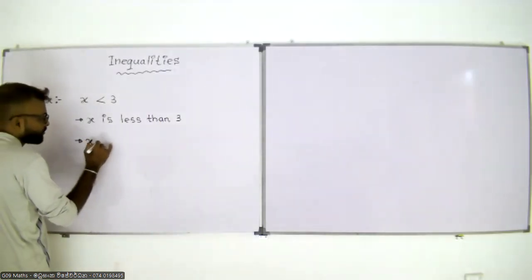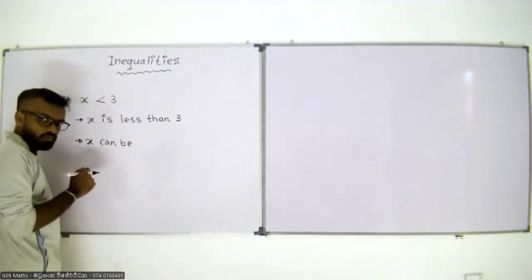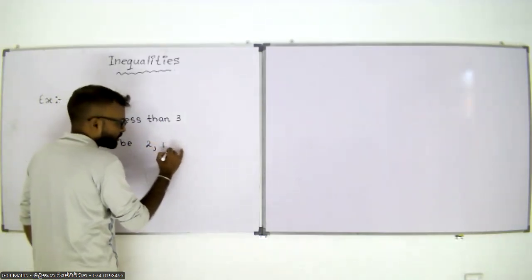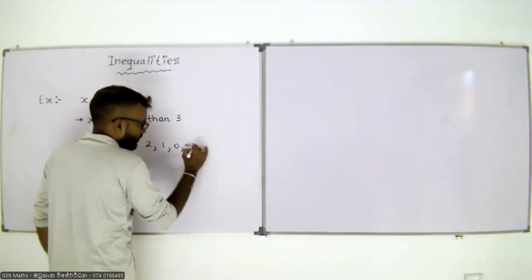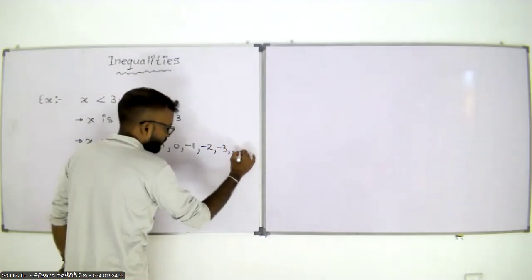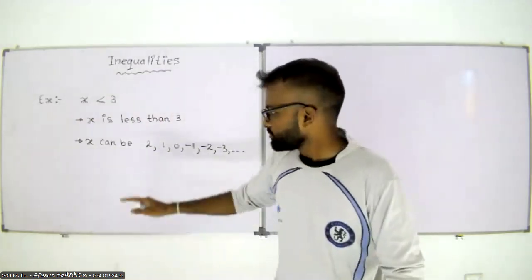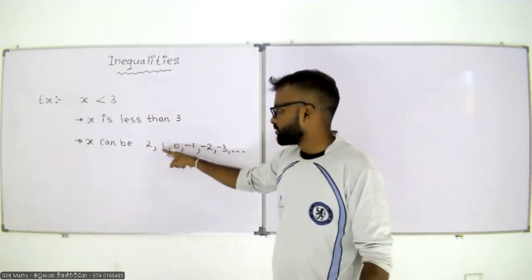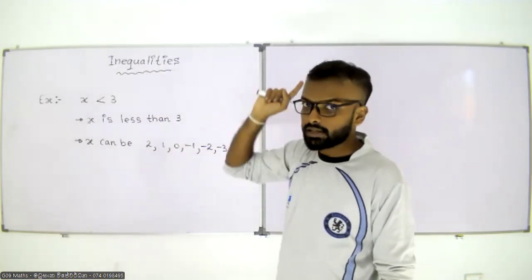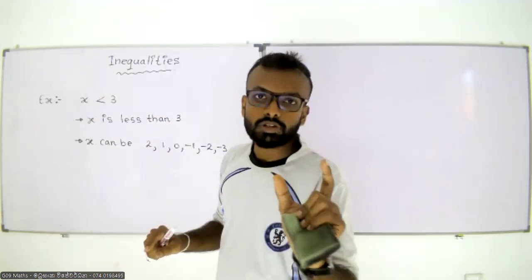So x can be less than 3: 2, 1, 0, -1, -2, -3, and so on, up to negative infinity you can take. And then I am asking, what is the biggest value that x can take?